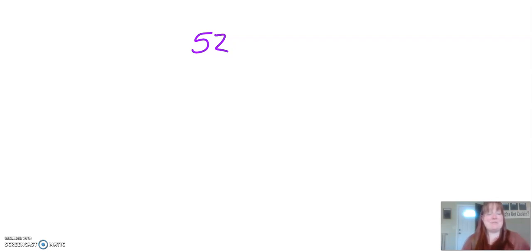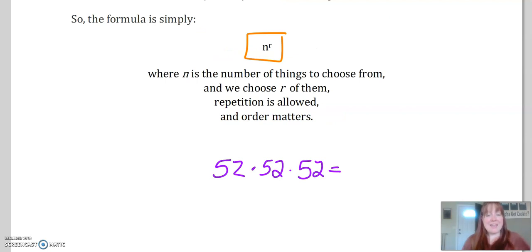Then, the second time you pick a card, how many choices do you have? You also have 52 again because you just put the card back, right? And then the third time you pick, you also have 52. So we would have 52 times 52 times 52. And if we wanted to put that into our formula, we could think about, okay, so n is how many choices we have each time, and we had 52 choices each time, right? And then r is how many times we pick. Well, we picked 3 times. So 52 to the third would be how many different ways we could pick 3 cards from a deck if we pick them one at a time and put them back.